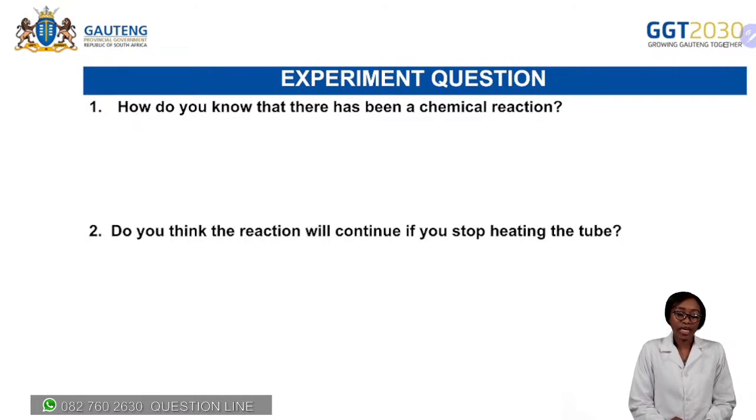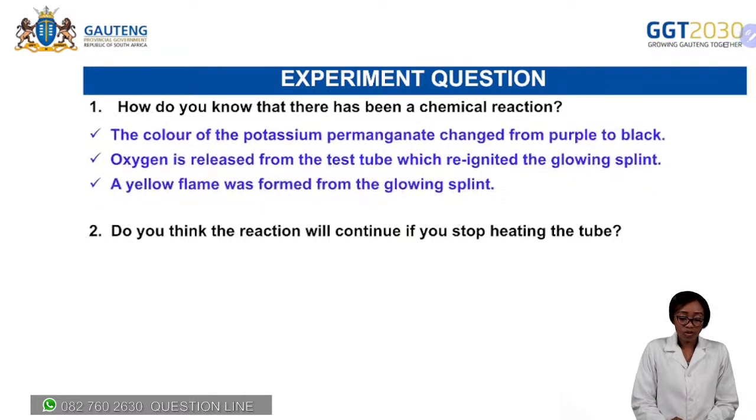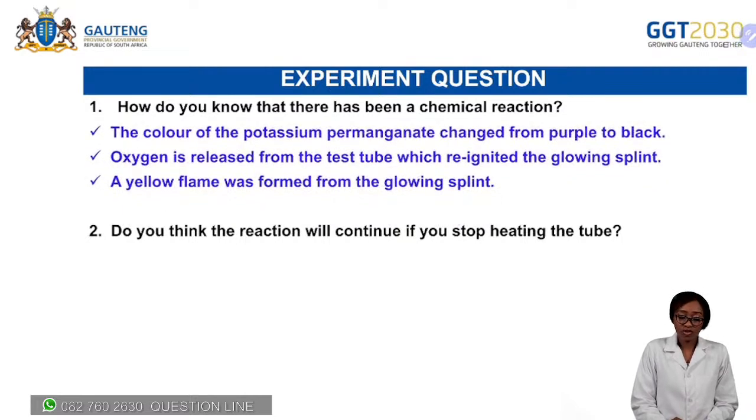So here are the experiment questions. Let's read them again. The first one reads, how do you know that there has been a chemical reaction? And the second one reads, do you think the reaction will continue if you stop heating the tube? Let's go through the responses for the first question.